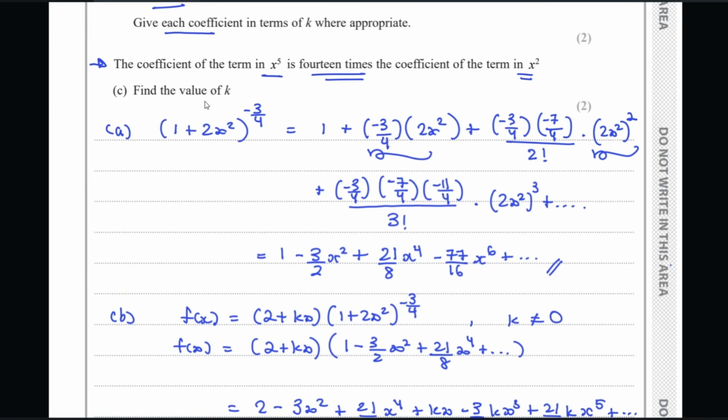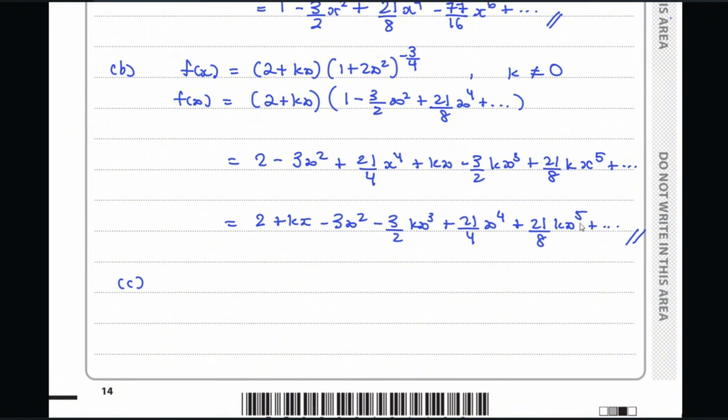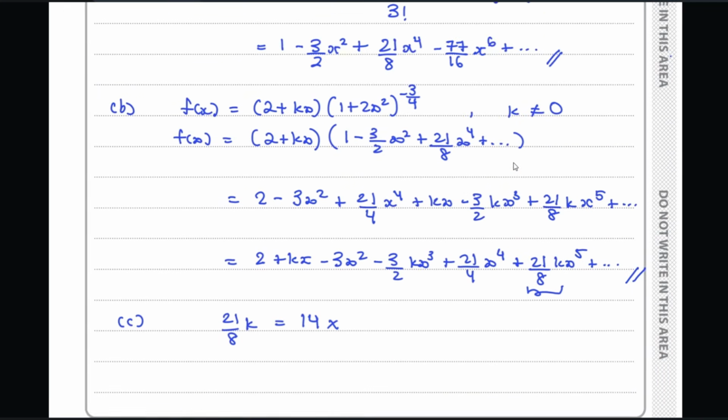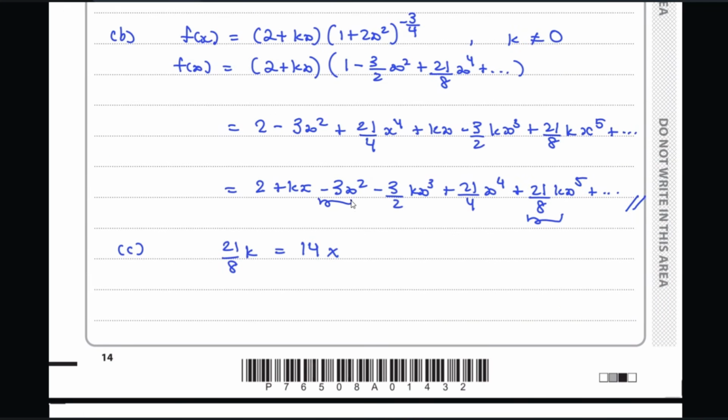Find the value of k. So the coefficient of the term in x to the power 5, what is it? If we look at the x to the power 5 term, the coefficient is 21 over 8 k, and this coefficient is 14 times the coefficient of the term in x squared. The coefficient of the term in x squared is minus 3, so it's 14 times minus 3. From here, we can find the value of k.